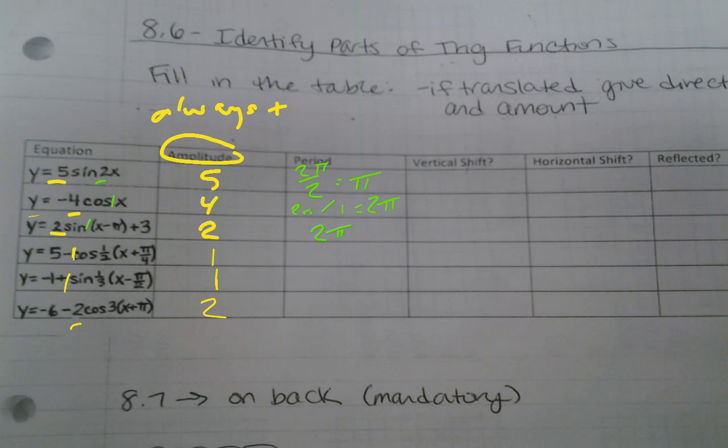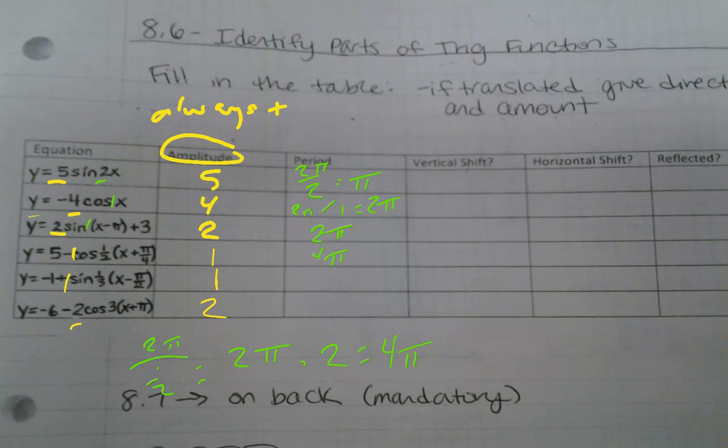The next one, we have the fraction, so 2 pi divided by 1/2, you're going to multiply by the reciprocal. Let me do this at the bottom. 2 pi over 1/2 is equal to 2 pi times the reciprocal of 1/2, which is just 2. So my period is 4 pi. So that was 2 pi. This is 4 pi.